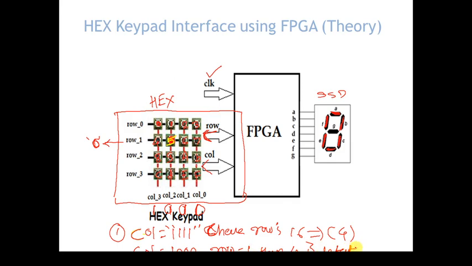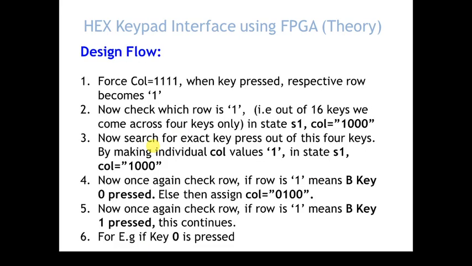Try to understand, it's a little bit complicated, but try to understand. In this case the row will definitely not become 1, the row will become 0, so we have to check the next condition. For the next condition, we force the column equal to 0 1 0 0, and then again check the row. If the row is equal to 1, that means 5 is detected. Like that we are going to detect each and every key. I will summarize in the next slide.